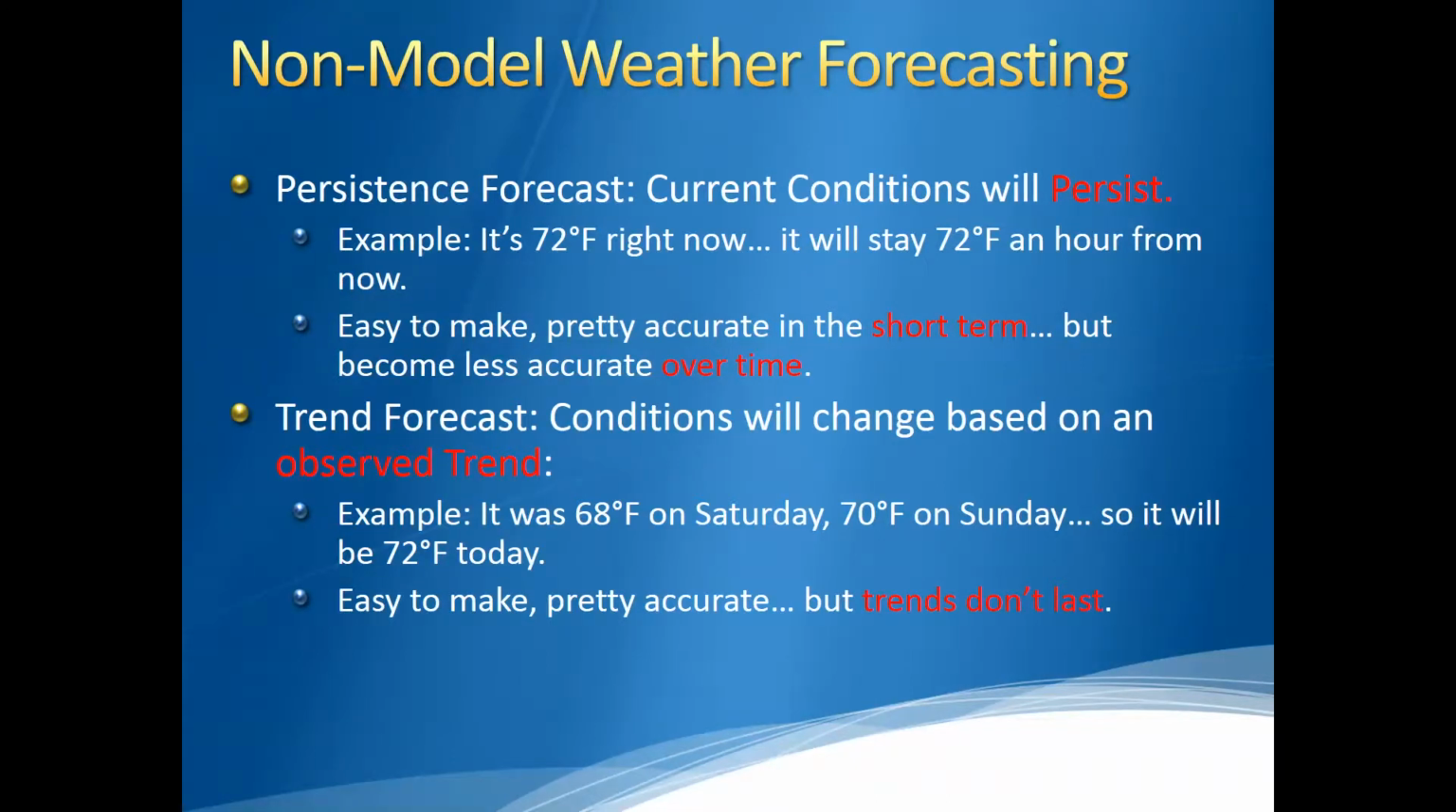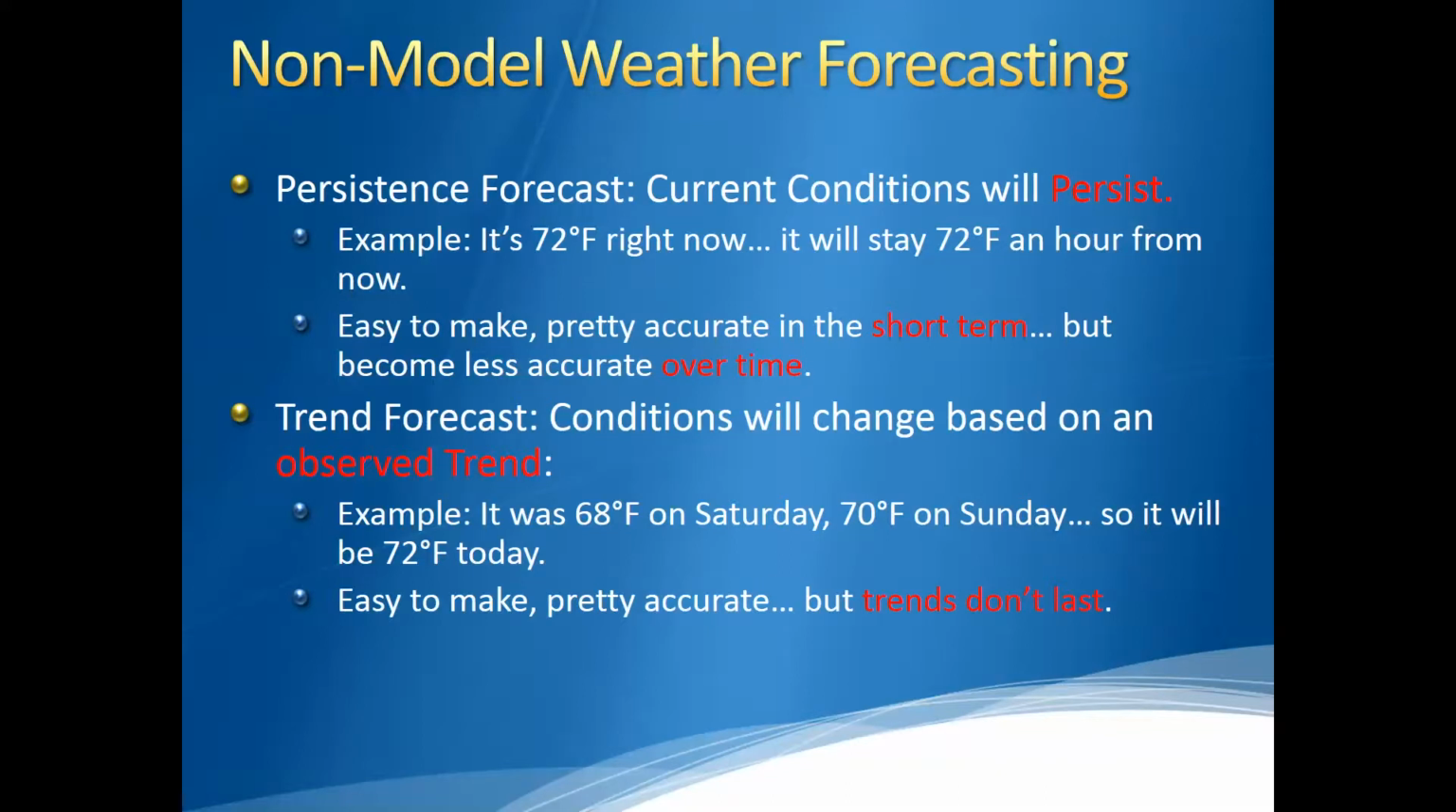Another good example, the one I put here on the screen, if it was 68 on Saturday, 70 on Sunday, and today is Monday, we would say, okay, well, it's going to be 72 today. So the change between Saturday and Sunday was 2 degrees. So the change between Sunday and today will be another 2 degrees, assuming that today's Monday. Now, this is easy to make, and this is also pretty accurate in that trends are actually very useful in meteorology. If we can identify a weather pattern, we can assume that that weather pattern is going to last for at least a little bit.